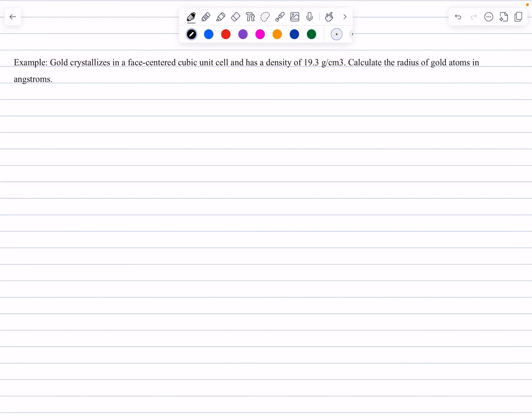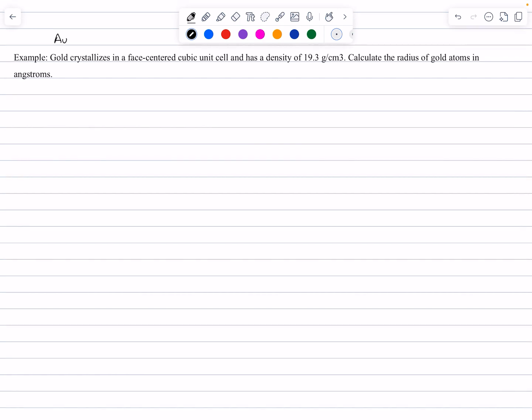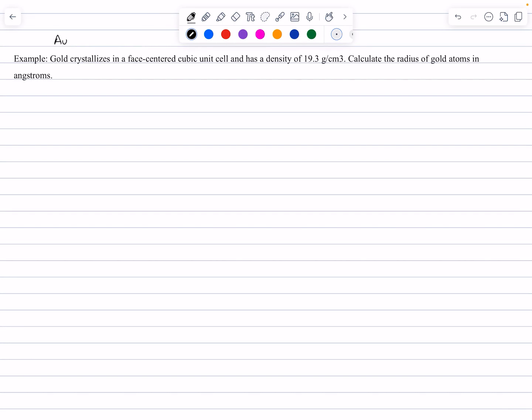Hey guys, let's do an example of a unit cell problem. So we've got gold. Of course, gold is Au, and it crystallizes in a face-centered cubic unit cell, and it has a density, right? So face-centered cubic unit cell is important. It has a density of 19.3 grams per cubic centimeter. We're going to calculate the radius of gold.